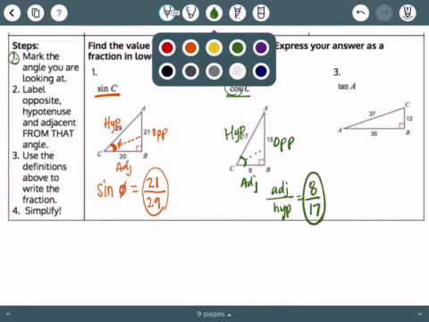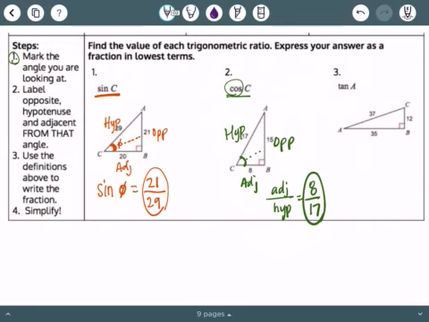And then finally, I have tangent, so I'm going to mark the angle, tangent A. I'm going to go to the A, that's what I want. That tells me what my opposite, my hypotenuse, and my adjacent are. Tangent is opposite over adjacent. So I know that this is opposite 12 over adjacent 35. There's nothing that can be simplified, so I'm done with that problem.